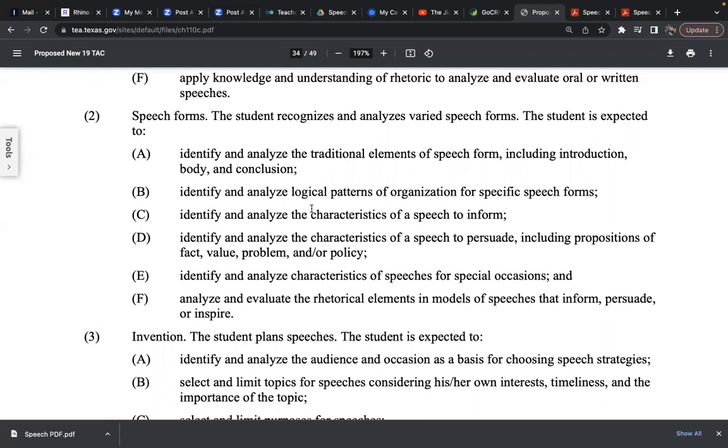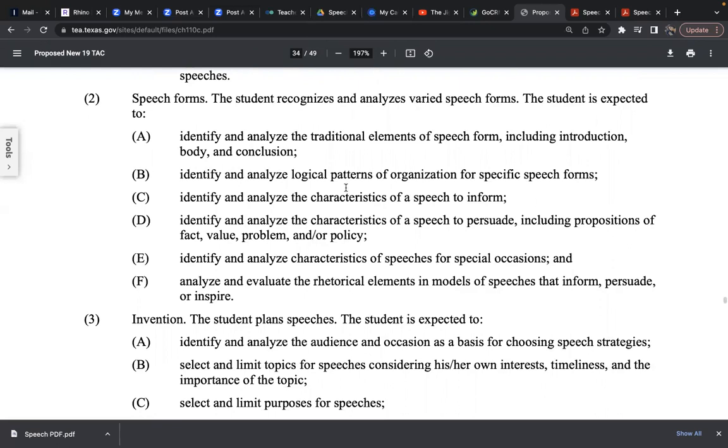Identify and analyze different logical patterns of organization for specific speech forms. Identify and analyze characteristics of speech to inform. So there are particular characteristics of speech to inform, and your students have to be able to identify them and analyze them.